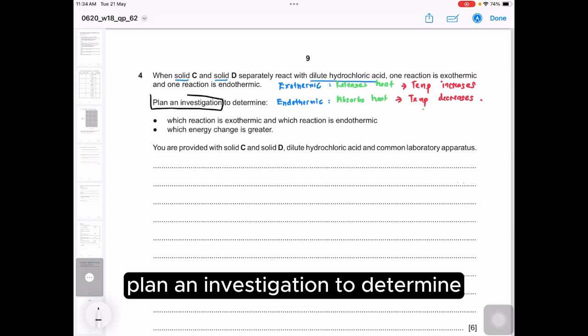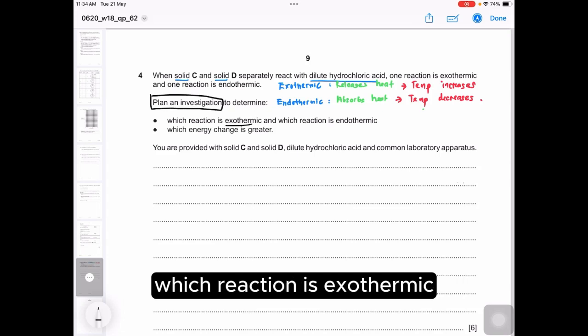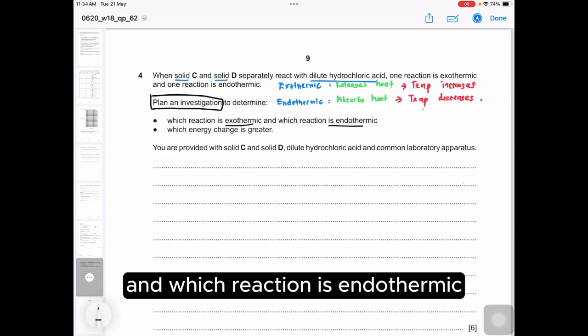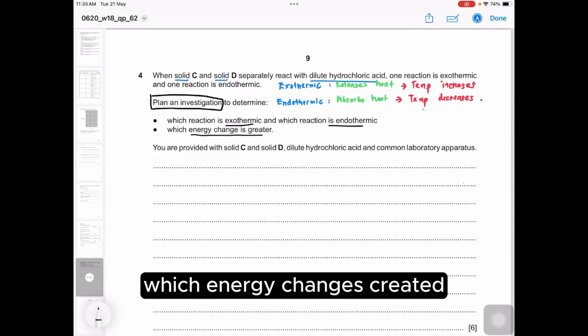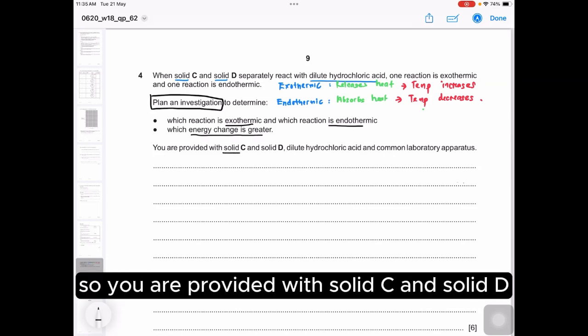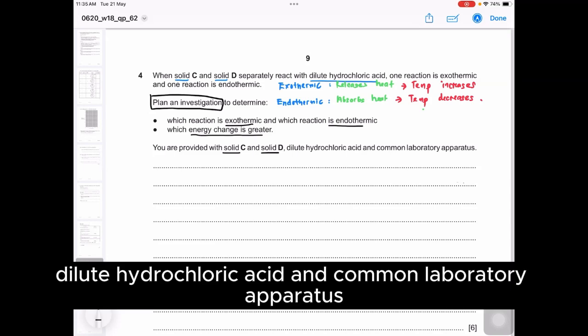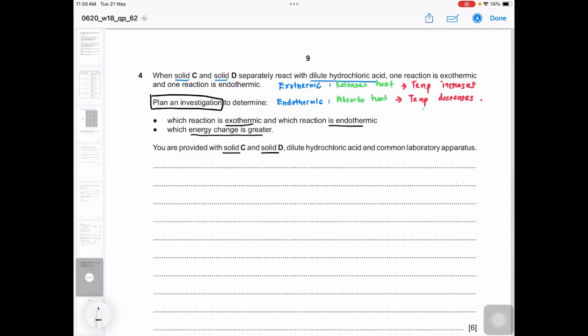Okay, now plan an investigation to determine which reaction is exothermic and which reaction is endothermic. Which energy change is greater? So you are provided with solid C and solid D, dilute hydrochloric acid, and common laboratory apparatus.